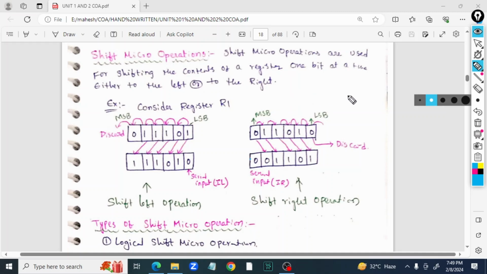In this video, we are going to discuss shift micro operations. In last class, we have discussed arithmetic micro operations and logic micro operations.